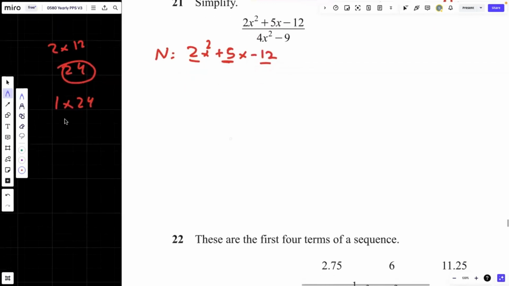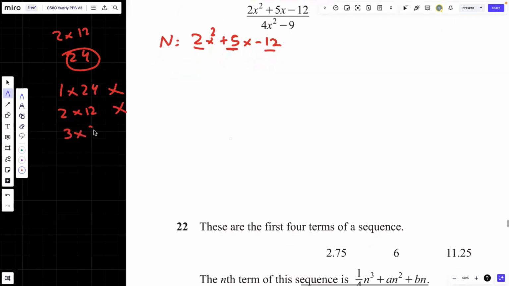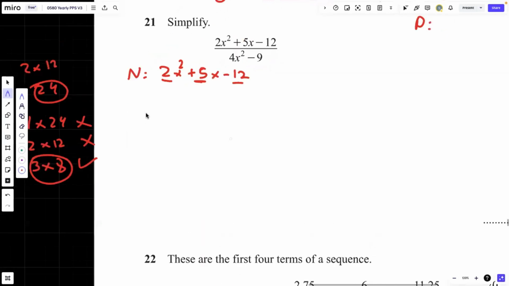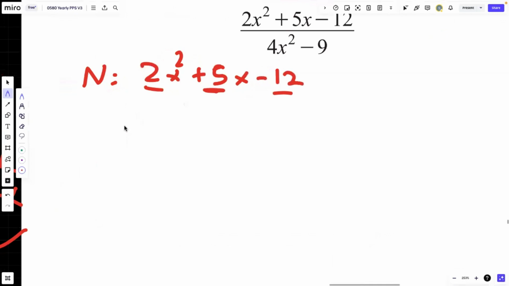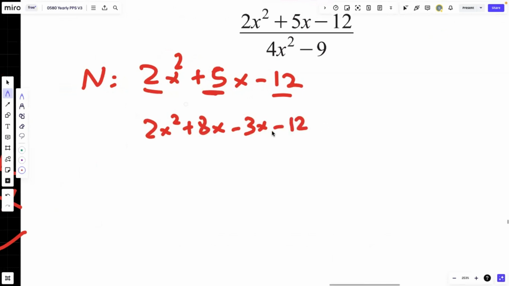which is 5. 1 into 24 does not help. 2 into 12 does not help. 3 into 8 does help, because 8 minus 3 gives us 5. It's going to be 2x squared plus 8x minus 3x minus 12.